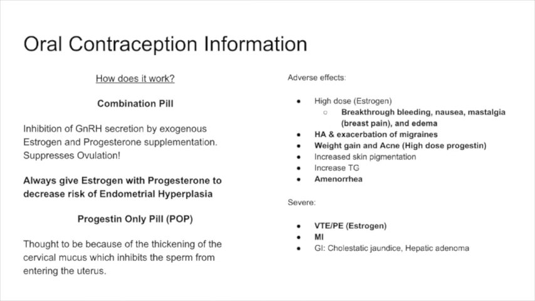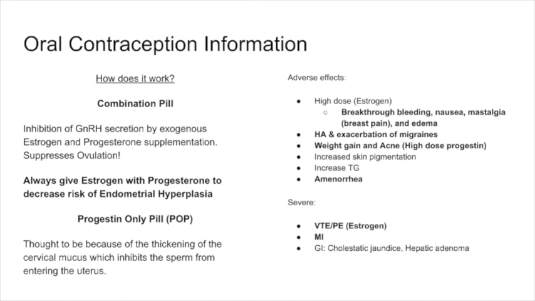Adverse effects: high-dose estrogen can cause some breakthrough bleeding, nausea, mastalgia, breast pain, and edema. It can also exacerbate headaches and migraines. It can cause some weight gain and acne, depending on the dose of progestin and its androgenic potential. It can cause some increased skin pigmentation, increased triglycerides, and amenorrhea, which is not necessarily a side effect in some cases. Some birth control pills were developed so that you actually would have fewer periods. So, side effect versus intended effect sort of a deal.